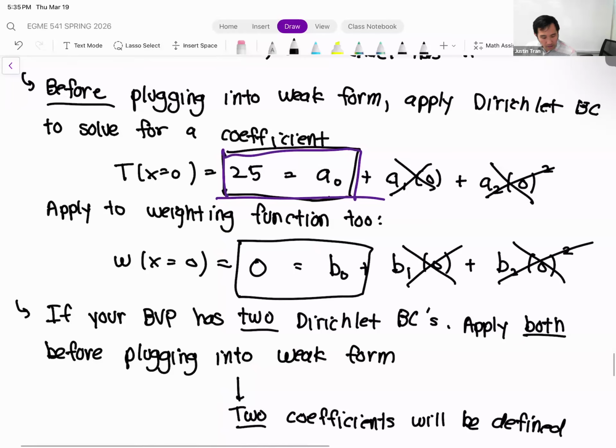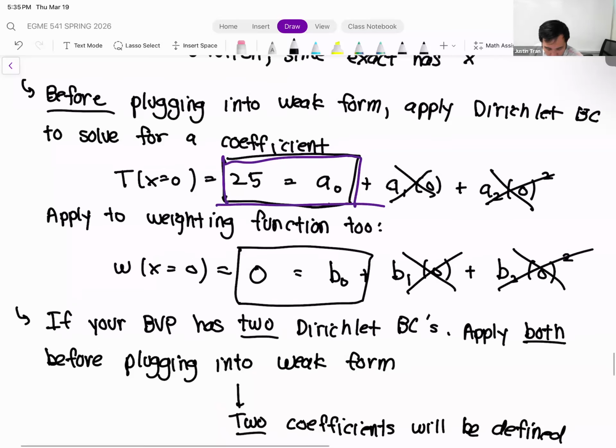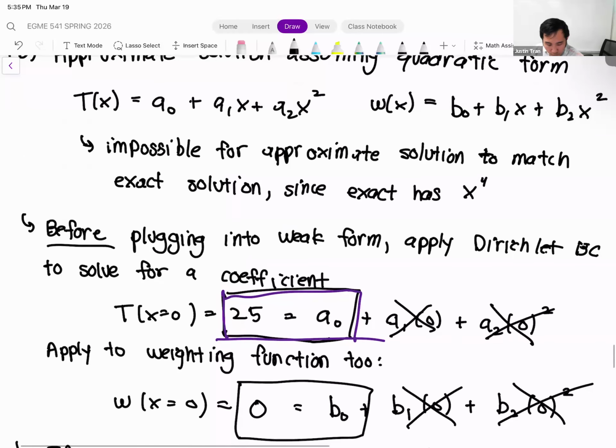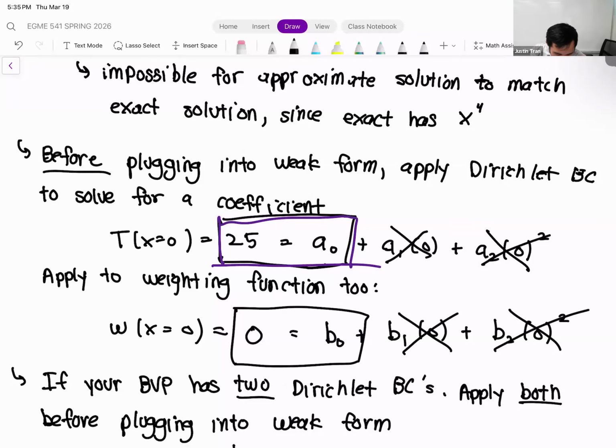Okay. And so before we actually plug into the weak form of the solution, we do have to apply our Dirichlet boundary condition. For this particular problem, we have one Dirichlet boundary condition that's applied on the left-hand side. And so we're going to apply the fact that our temperature at x is equal to 0 is equal to 25 degrees Celsius, right? So the way we did that was we took our assumed form, we plugged in x is equal to 0, and we set it equal to 25. And that allowed us to solve for one of the coefficients, okay? And so we found that A0 is equal to 25.